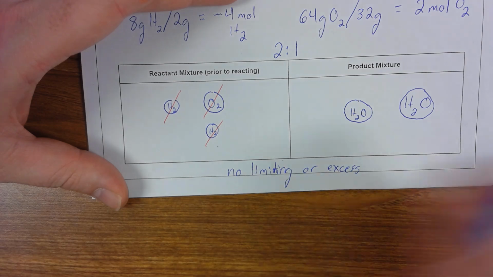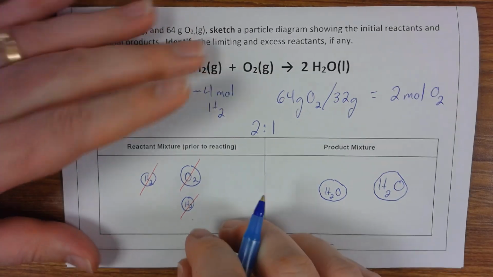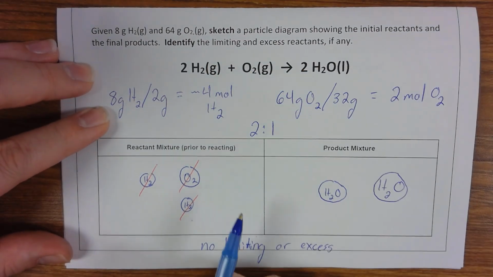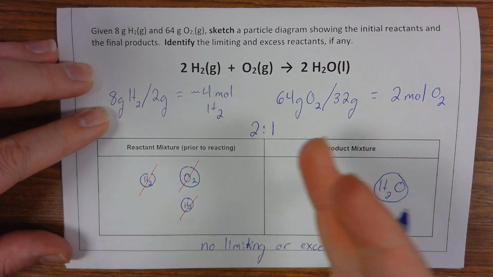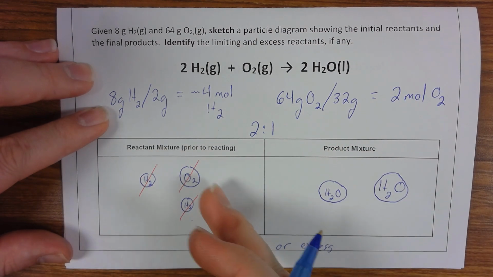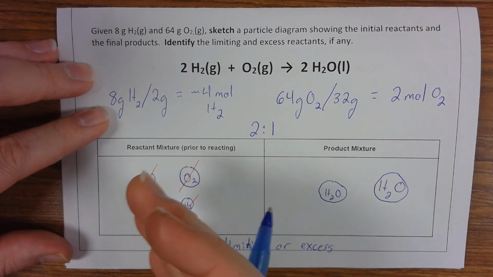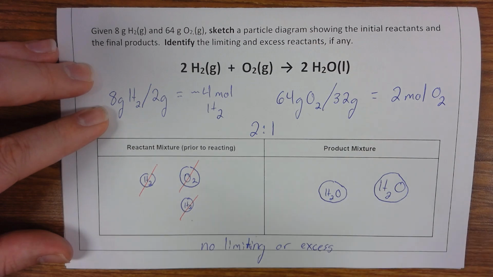There's your scenario, and there's your answer to the question. There were no limiting and excess reactants, and I started out with a 2 to 1 ratio, 2 hydrogens, 1 oxygen, and they reacted completely to make 2 waters.